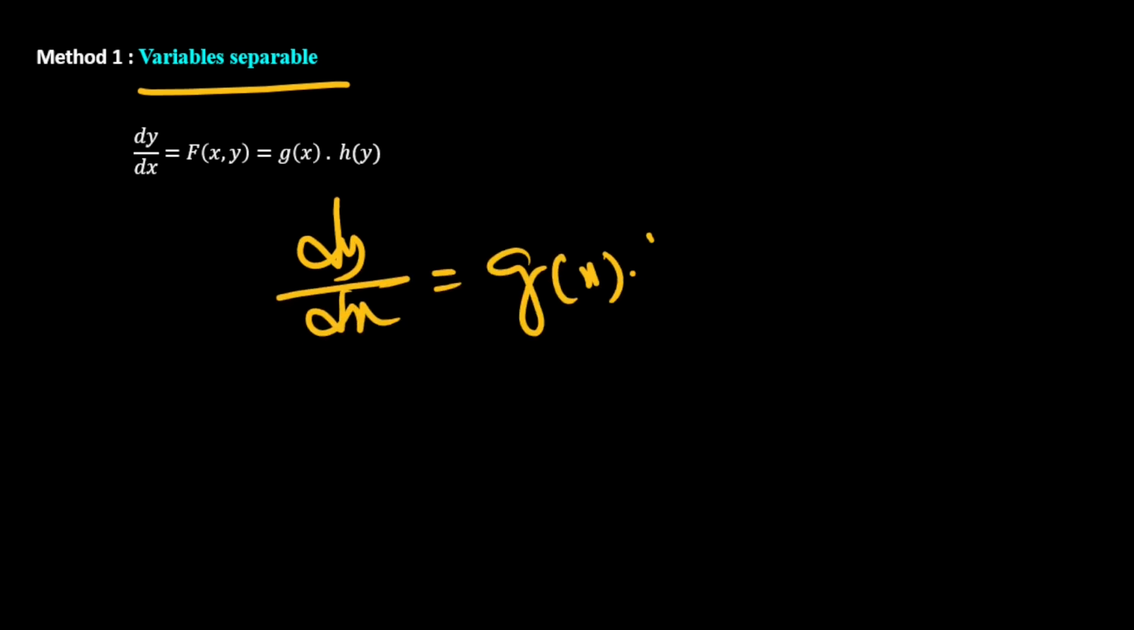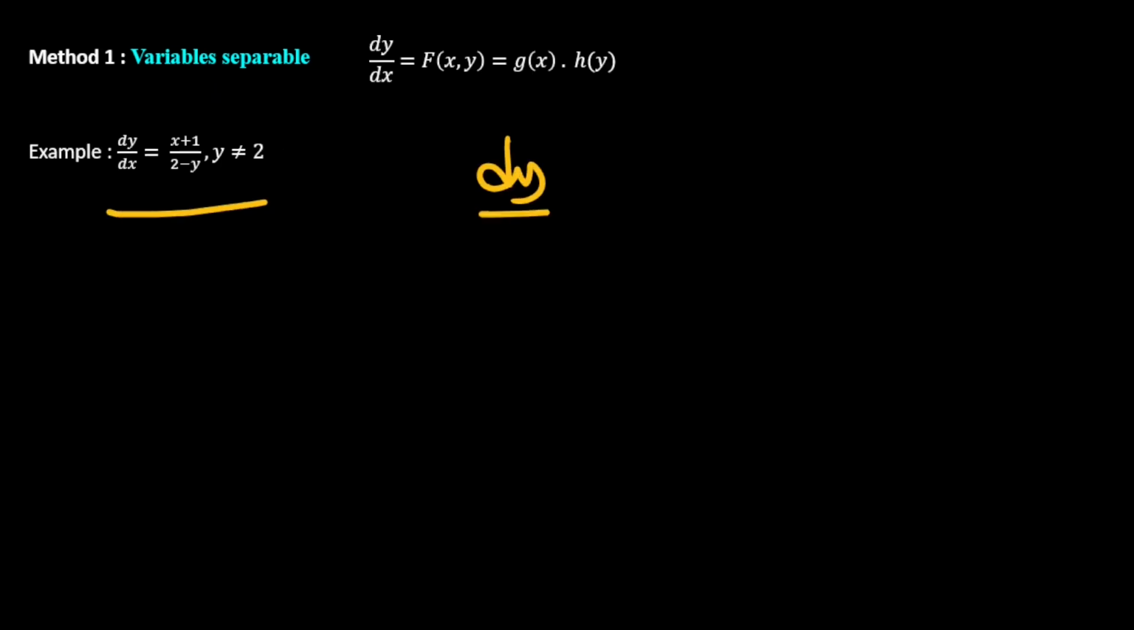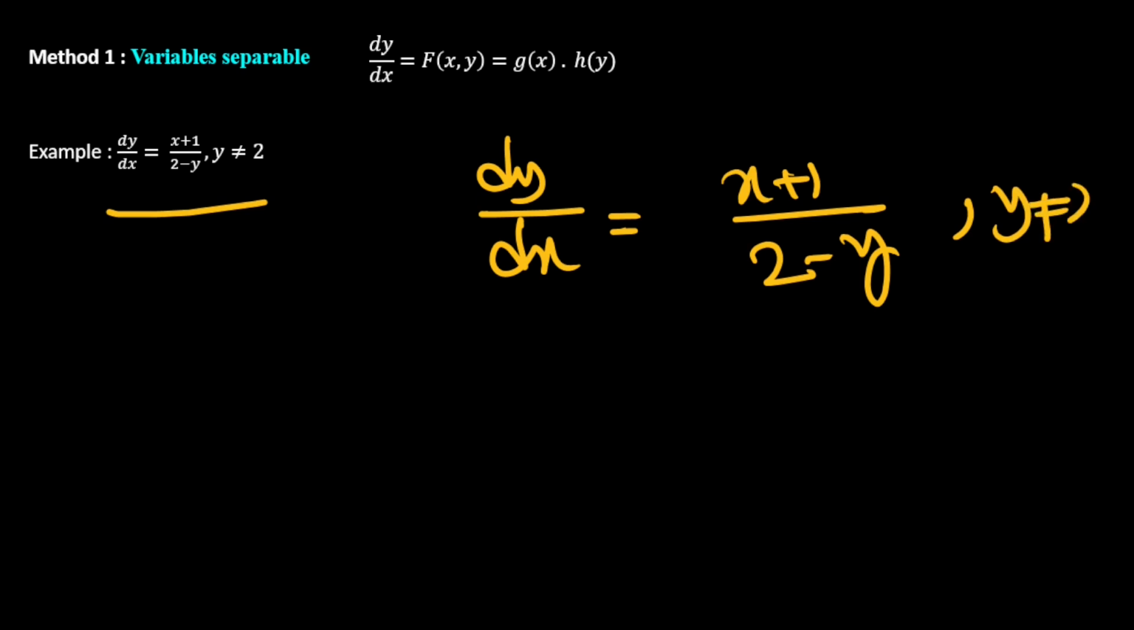However, remember that this method can only be used when the differential equation can be written in the form dy/dx = g(x) h(y). If the equation cannot be expressed in this form, then we must use another method. Let's understand this technique with an example. Look at this example. Given that dy/dx = (x + 1)/(2 - y), where y is not equal to 2. So the right hand side is actually f(x, y).